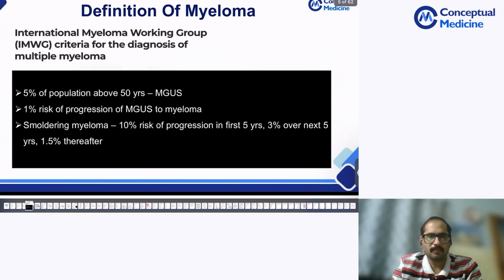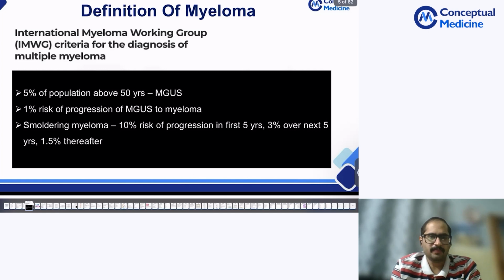Now coming to myeloma, we always do a classification from IMWG, the International Myeloma Working Group. When we see the progression of myeloma, we all know, right? The progression of myeloma comes from MGUS to smoldering multiple myeloma, and from smoldering multiple myeloma to true multiple myeloma. So what are all the patterns?